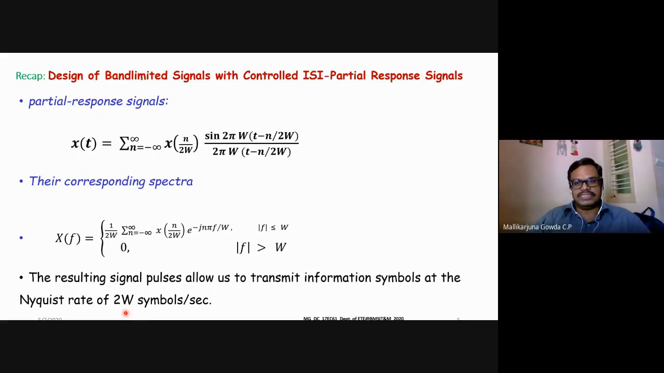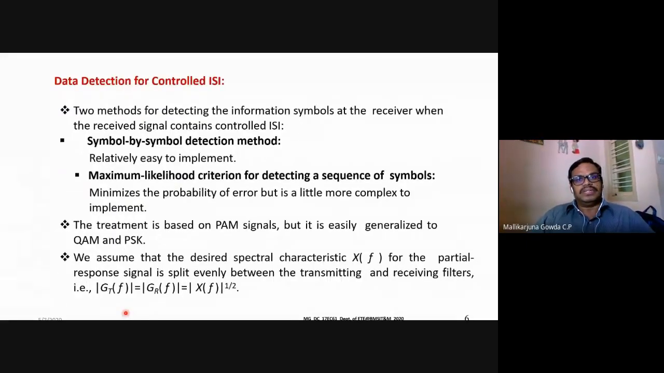So this is what I discussed in the previous class. Today, as I said, we'll discuss symbol by symbol detection at the receiver side. For detection of data with controlled intersymbol interference, there are two methods. One is the symbol by symbol detection method, and another one is the maximum likelihood criteria for detecting the sequence of symbols.